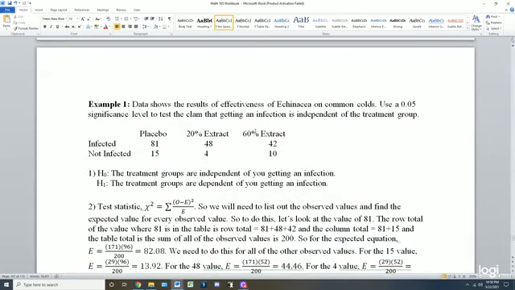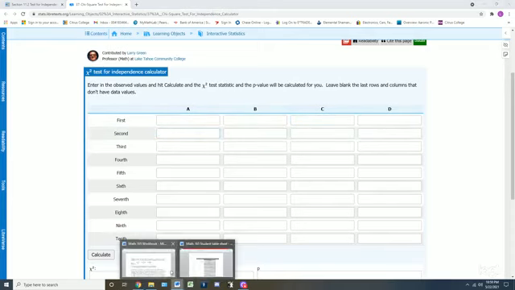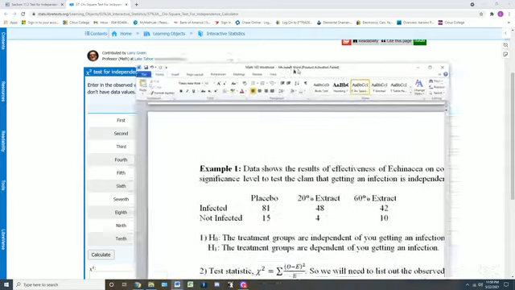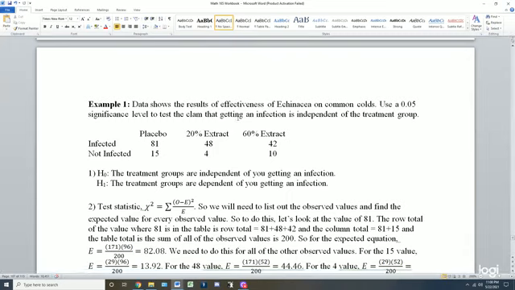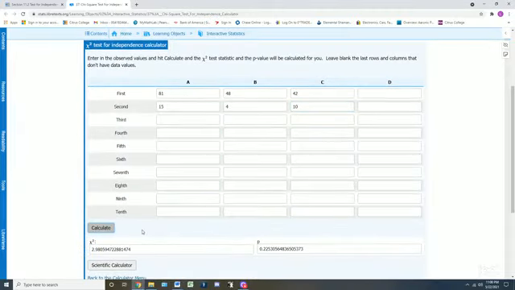Okay, so let me show you how we're going to do it in our website. If you click on our website, you're just going to put the numbers respectively where they're supposed to be in here. So I'll just put it on the screen to make it easier. It'll be 81, 48, 42, 15, 4, and 10, and leave everything else blank. So you should put it exactly as you see it. Press calculate, and there you go.